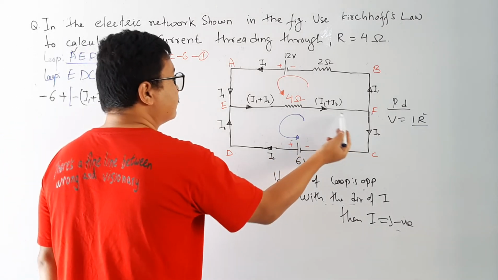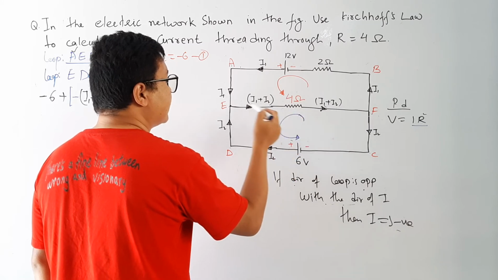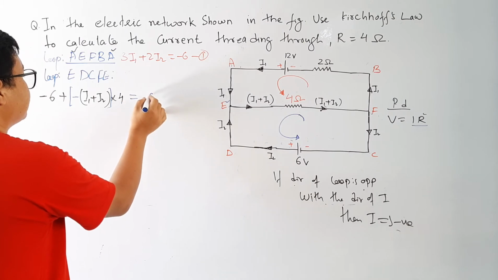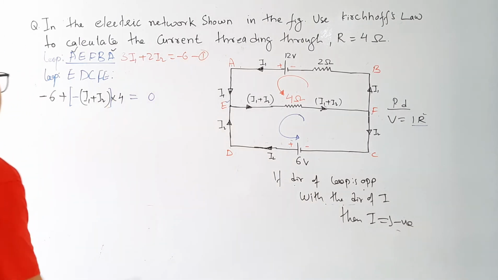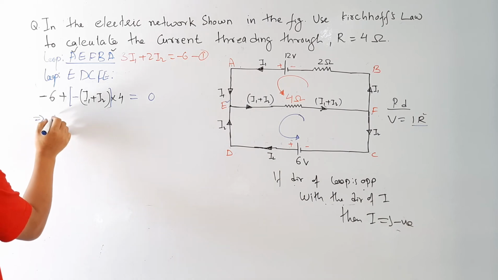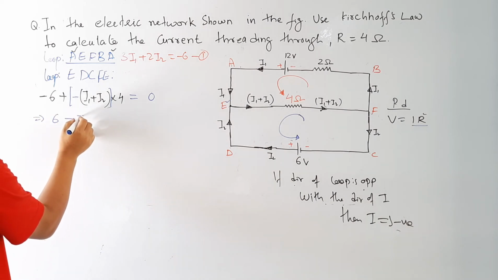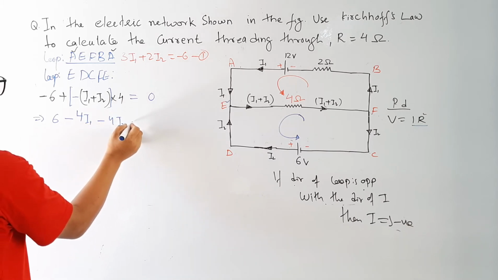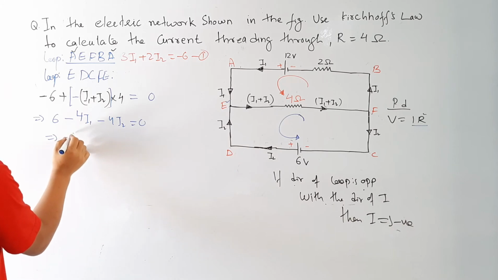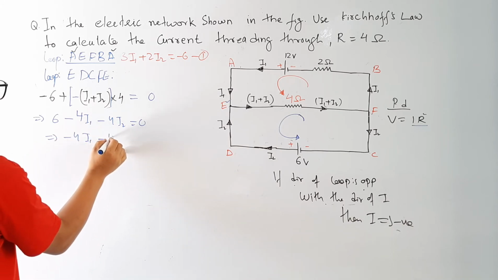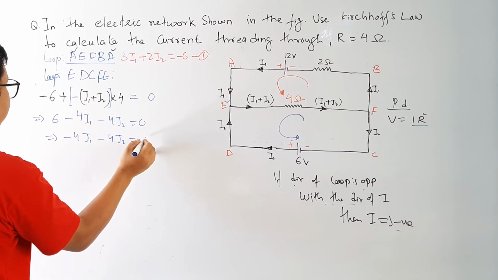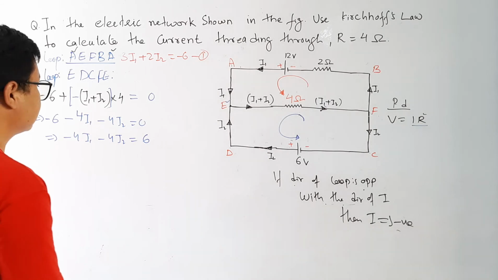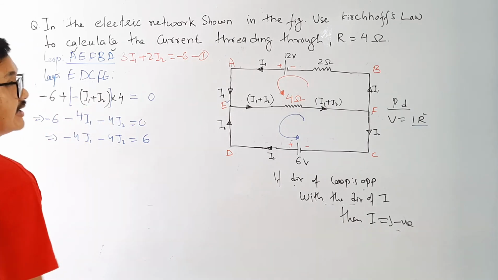Now once I go from this, I have this 4 ohm resistance and nothing else, and I reach E. So this will be equal to 0. Let us solve this. This is 6 plus minus minus 4I1 plus minus minus 4I2 equal to 0. This implies minus 4I1 minus 4I2 is equal to minus 6, so this will become plus 6 when it goes there, and then I will divide it by minus 2.